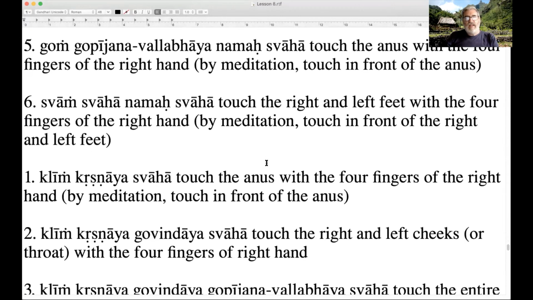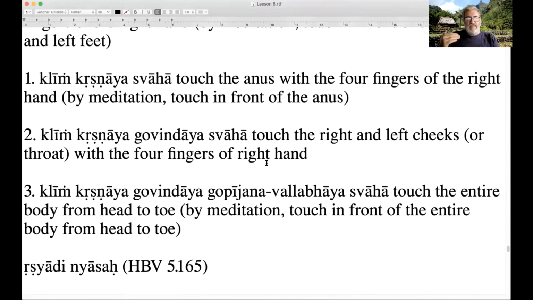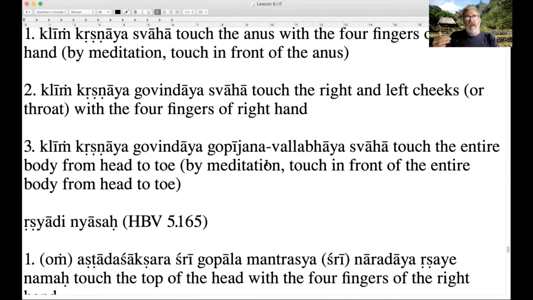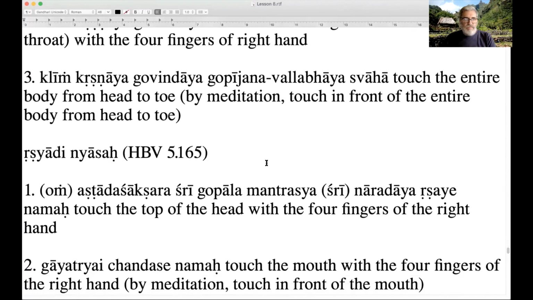Swam Swaha Namaha Swaha, right? Touch the right and left feet with the 4 fingers of the right hand by meditation, right? And then we have Klim Krishnaya Swaha, touch the anus again by meditation, right? With the 4 fingers of the right hand. Klim Krishnaya Govindaya Swaha, touch the right and left cheeks or throat with the 4 fingers of the right hand. Klim Krishnaya Govindaya Gopijana Vallabhaya Swaha, touch the entire body from head to toe. It's like a Vyapaka Nyasa, touching the entire body from head to toe by meditation, right?